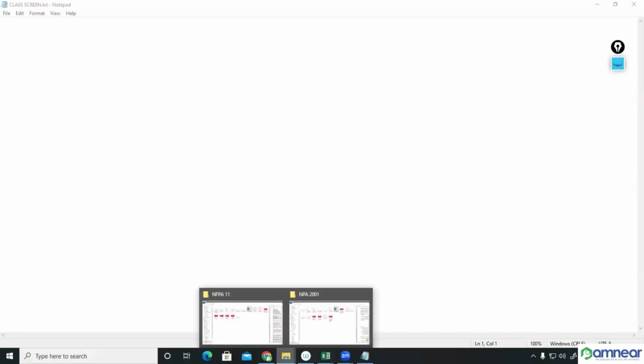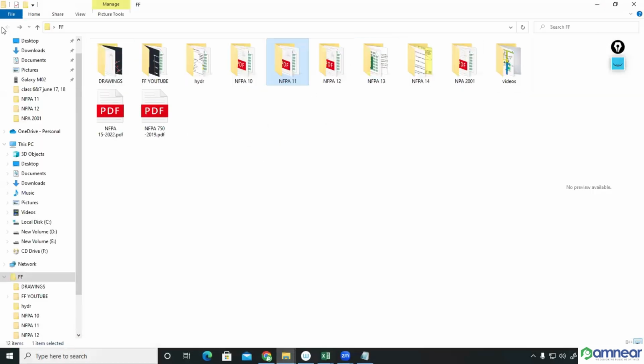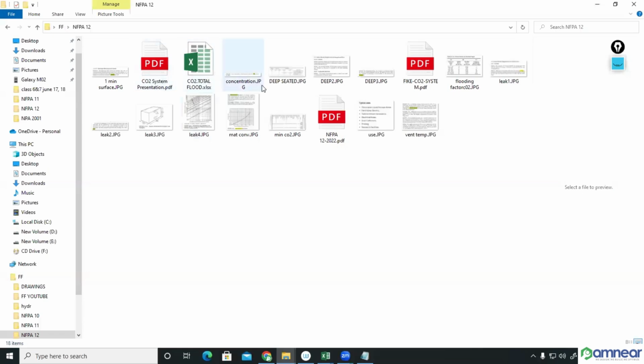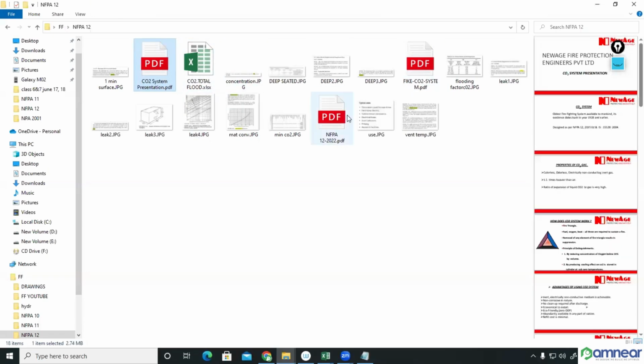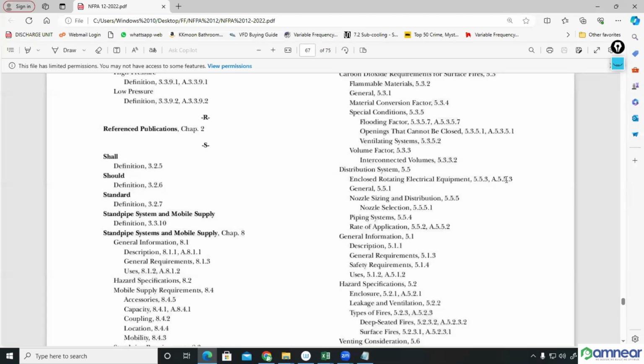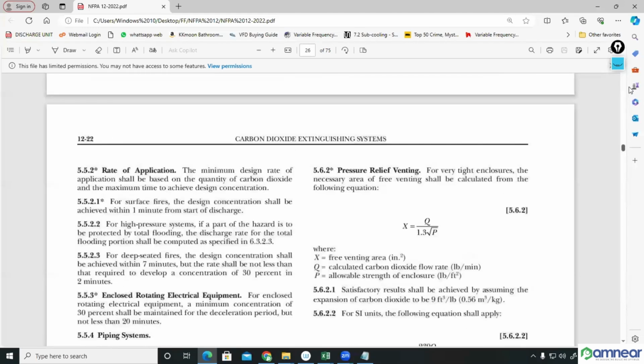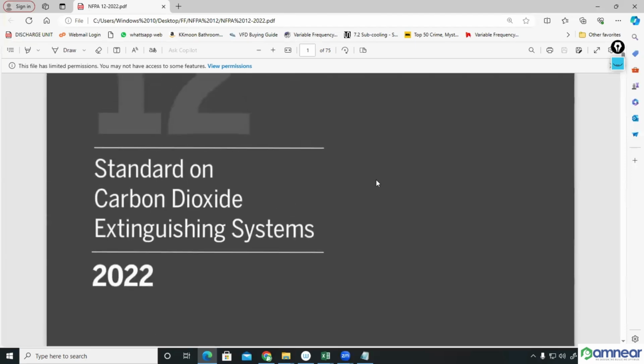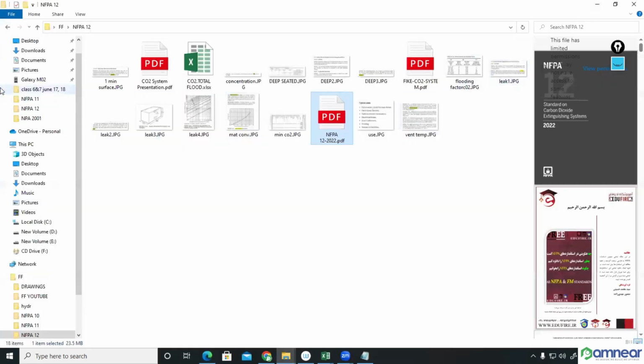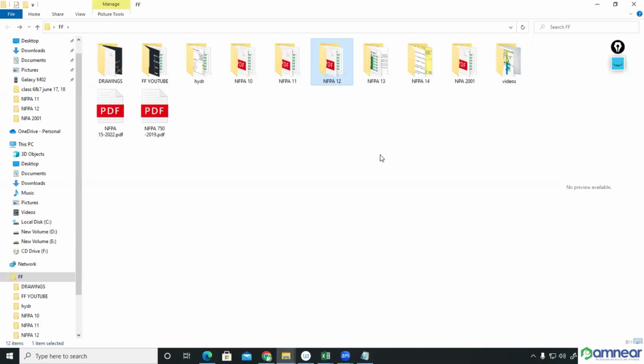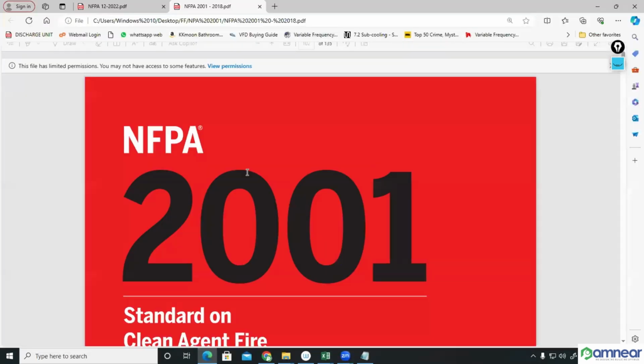Either we can use carbon dioxide, like NFPA 12, the National Fire Protection Association 12, the carbon dioxide fire extinguishing system. This standard we can use. Or we can go for NFPA 2001, which covers inert gas systems.